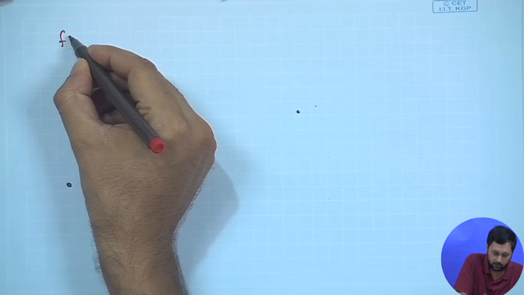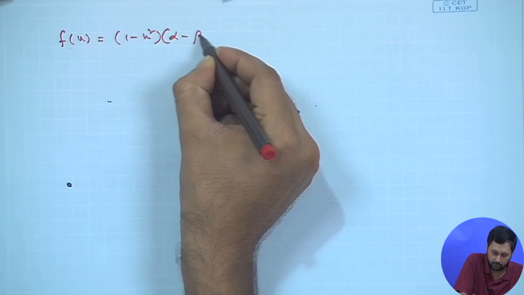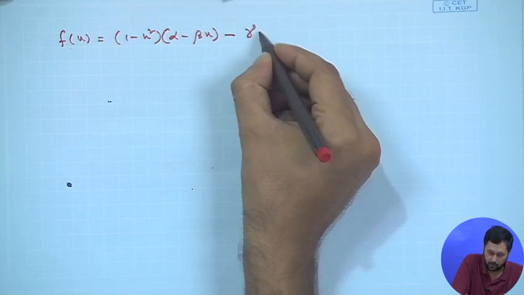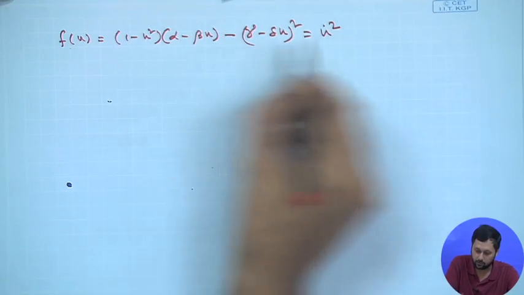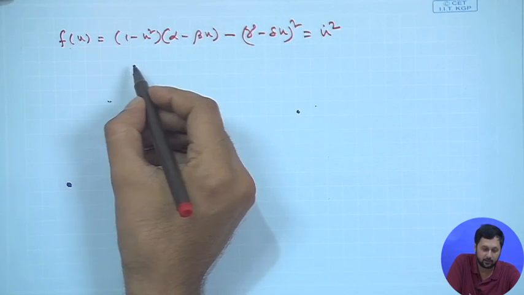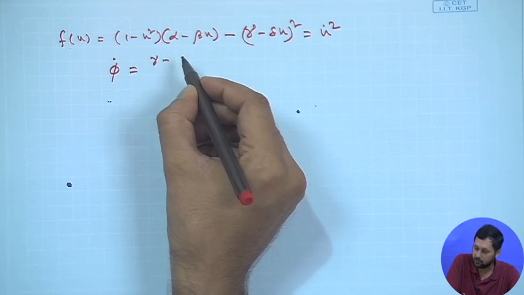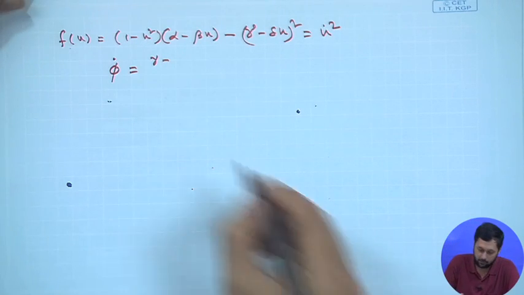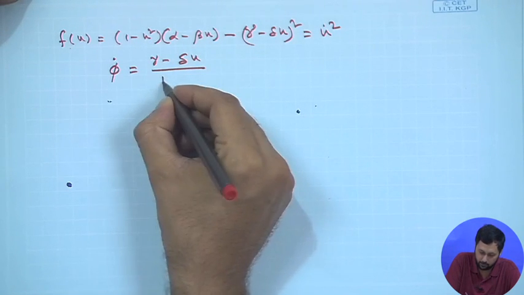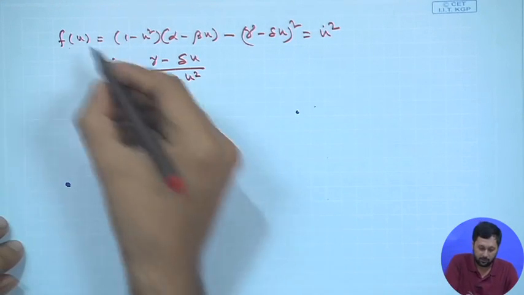So, one condition is f of u, which is equal to 1 minus u square, times alpha minus beta u, minus gamma minus delta u whole square, equal to u dot square. Okay. So, this is one relation we have. The second relation is phi dot is equal to gamma minus delta u divided by 1 minus u square. Okay. So, this is the second relation.